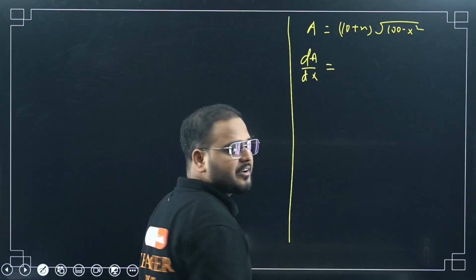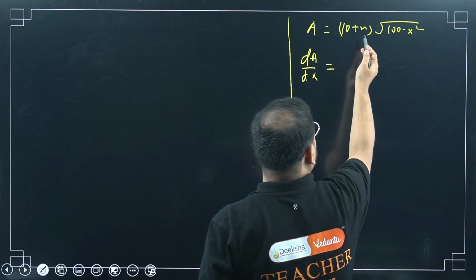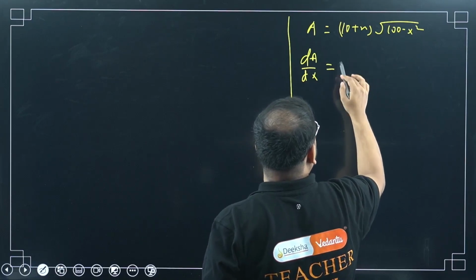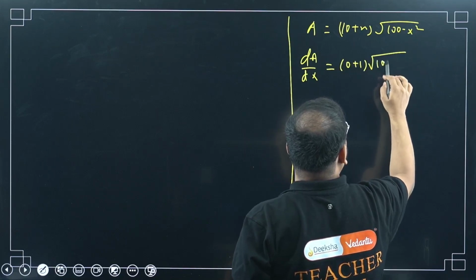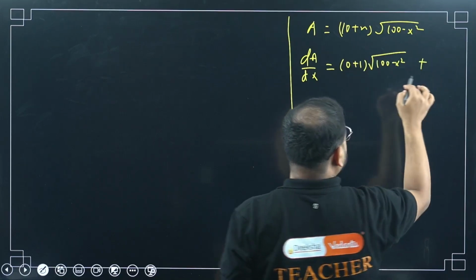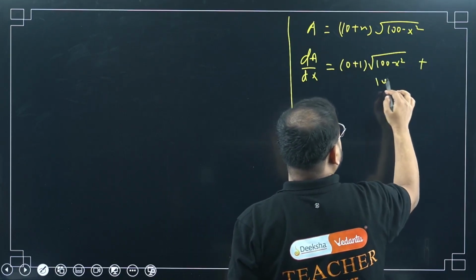Why am I doing this? To find the critical point. I'll take the derivative of this part. It will become what? Simply 10 will be 0. This will be 1, and this will remain as it is: 100 minus x square. I'll do a plus sign. I'll keep 10 plus x as it is.